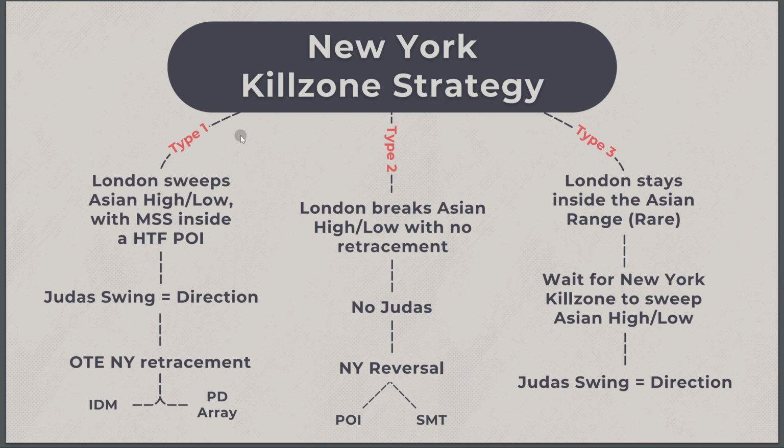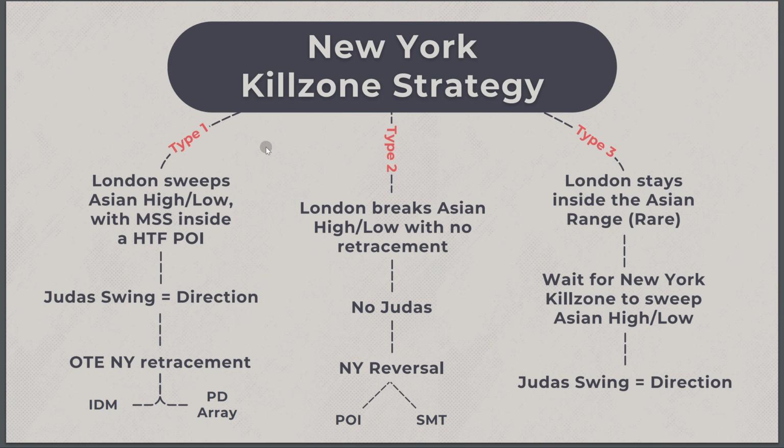So all those types are about the London session, what happened in the London session, and what happened in the Asian session. Okay, because those are our reference points. I want you to use the Midnight Open as also a reference level. I did not mention it here, but we're going to go over it in the examples.